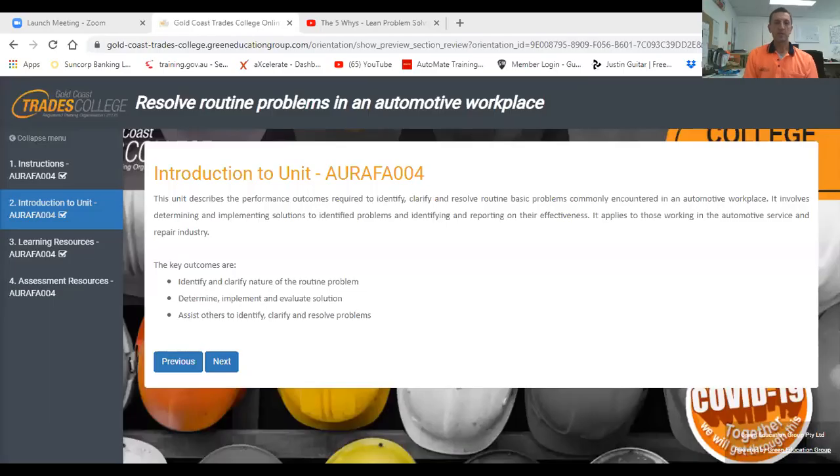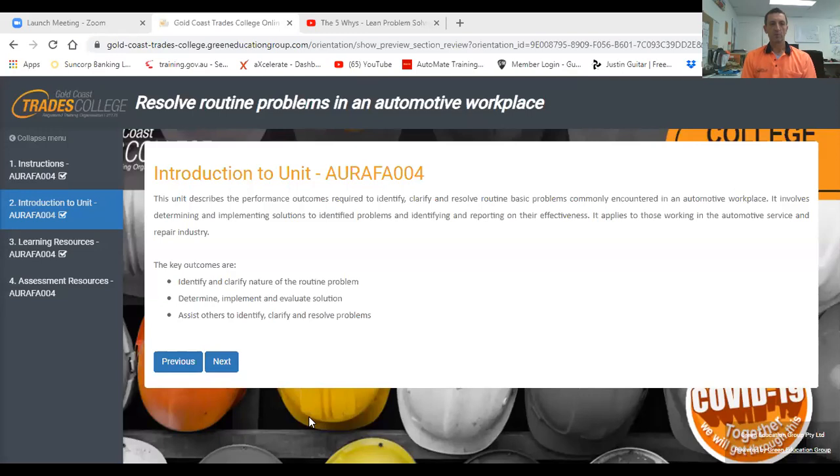This particular unit we're covering today is resolving routine problems in an automotive workplace. Now, I think we all have challenges and problems in our day-to-day working life from time to time. Sometimes those problems need to be resolved and worked through. So this unit is all about how to resolve and work through those problems and issues you might see in your day-to-day working life. I'm just going to share a screen now as an introduction to this particular unit.